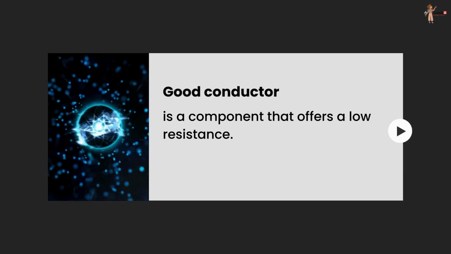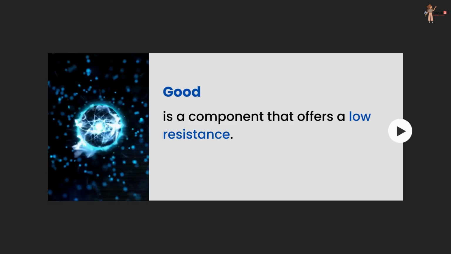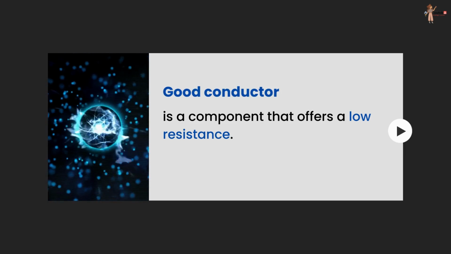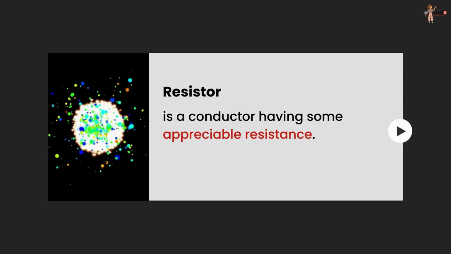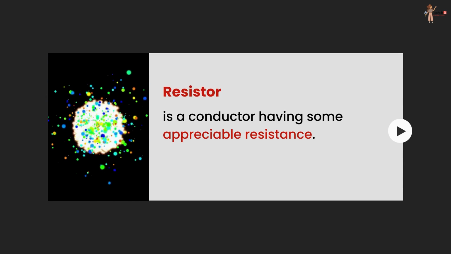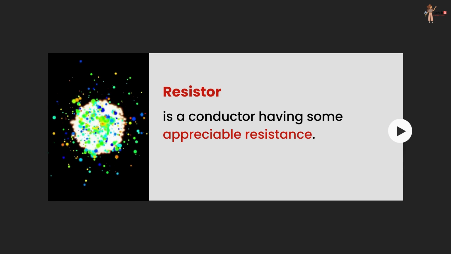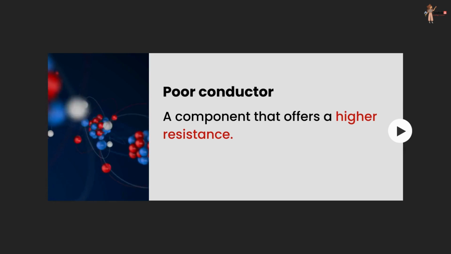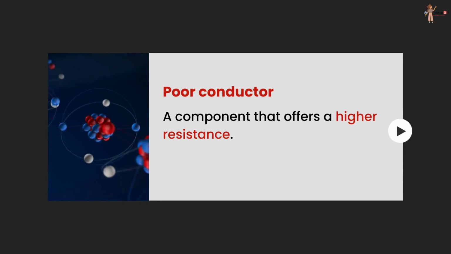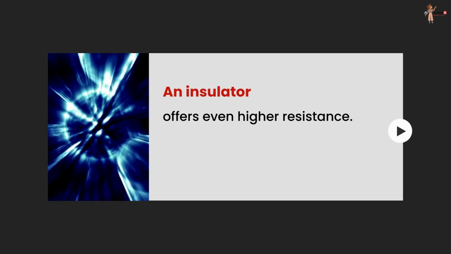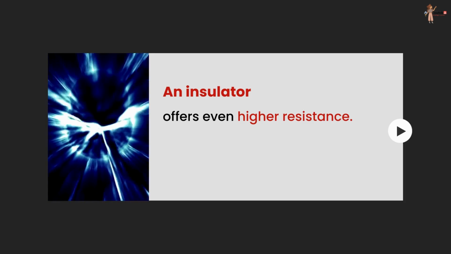A component of a given size that offers a low resistance is a good conductor. On the other hand, a conductor having some appreciable resistance is called a resistor. Now, a component of identical size that offers a higher resistance is a poor conductor. And an insulator of the same size offers even higher resistance.